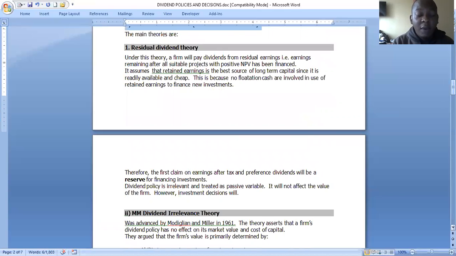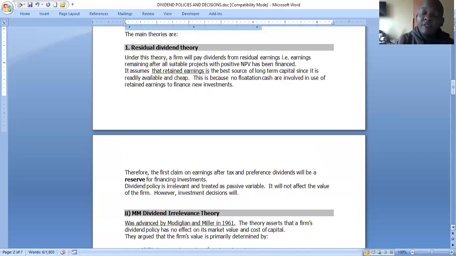For dividend theory, we have the first one, the residual dividend theory. In this theory, a firm will pay dividends from the residual earnings, that is, earnings remaining after suitable projects with positive net present values have been financed. This theory argues that for a business to maximize its value, on matters regarding dividend decisions on whether to pay dividends or retain, the firm should, after declaring profits, first reinvest these profits in the profitable investment opportunities that are available to the firm.